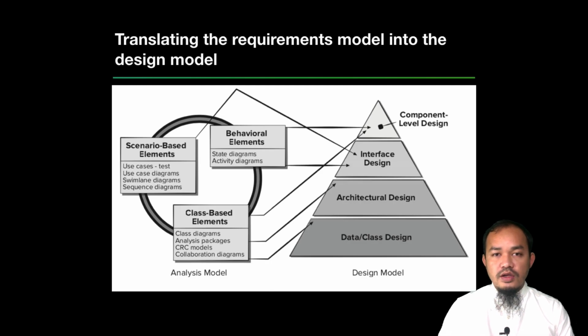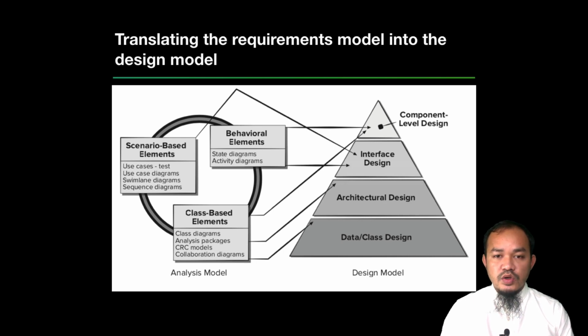As we understand, the main point of software design is to translate the requirement model into the design model. Okay, there are many design model levels. As you can see here, there are component level design, interface design, architectural design, and data and class diagram design. If we look at this figure, there is a mapping between the analysis model and the design model.